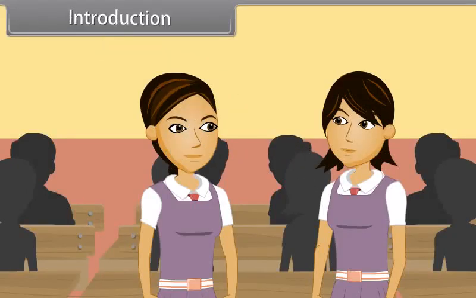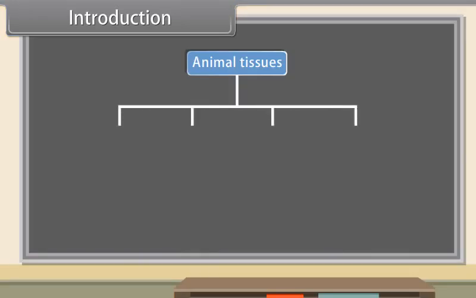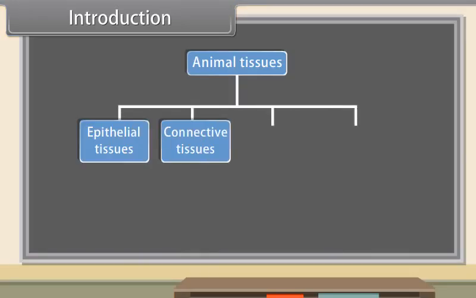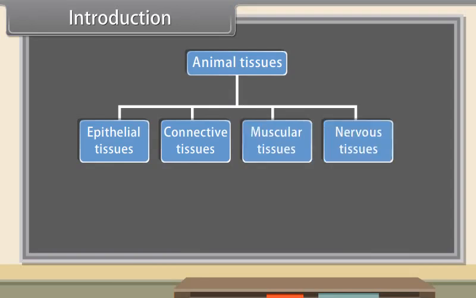Introduction. Ankita, as we have already discussed earlier, animals are heterotrophic organisms. They cannot synthesize their own food, so they have to move in search of it. They also have to move in search of meat, shelter, and other vital activities of life. For the accurate performance of vital activities, there are various tissues for every activity. On the basis of their functions, animal tissues are of four types: epithelial, connective, muscular, and nervous.